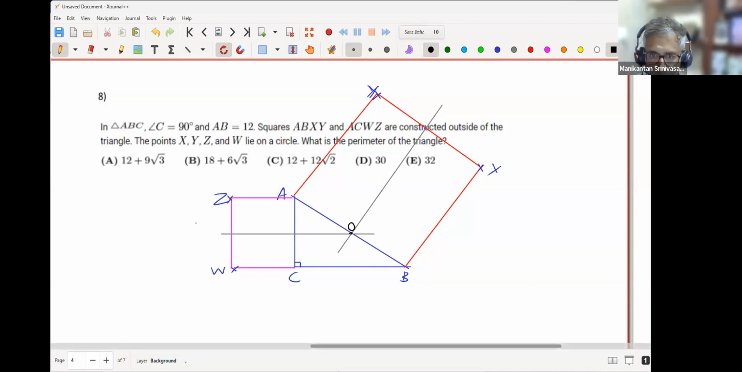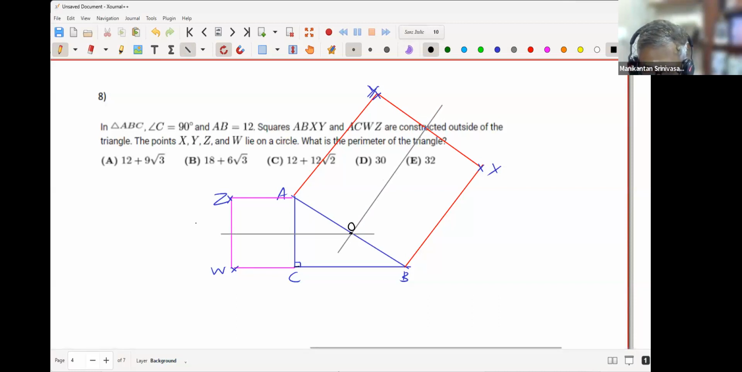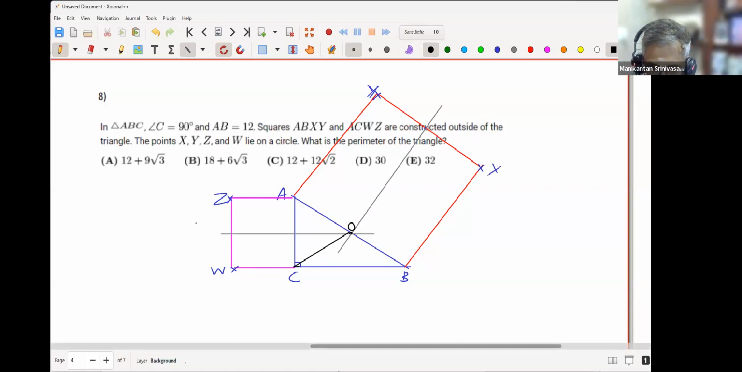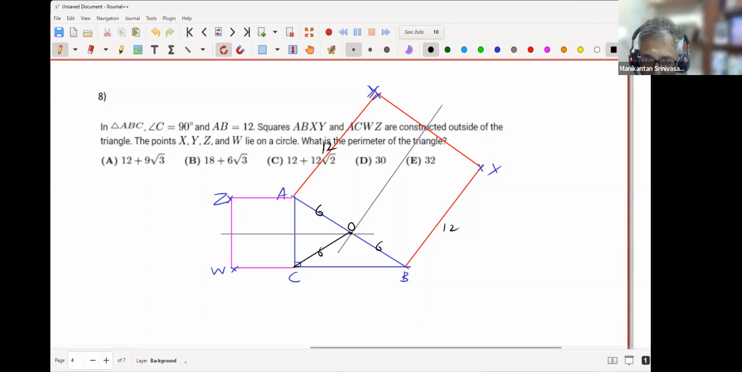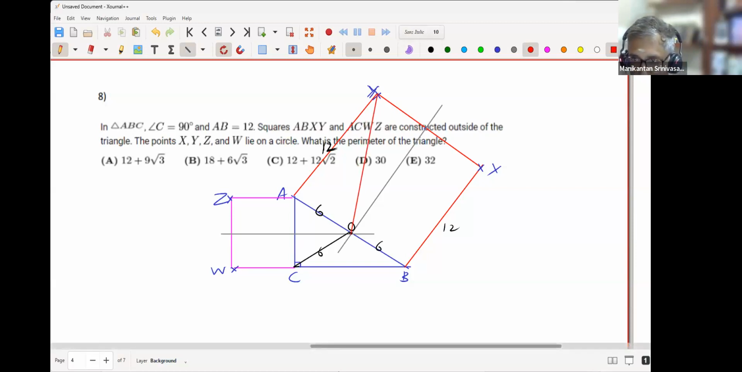If I have the midpoint of the hypotenuse, then the radius just becomes half of the hypotenuse. So you can clearly see that this length and this length, all of these lengths will be the same. And he has given the hypotenuse is 12. So this is 6, this is 6, this is 6. And therefore this length is 12. So this big square is 6 and 12. So what is the circle's radius? The circle's radius is going from here to here, O to X. So you have a 6 and a 12.